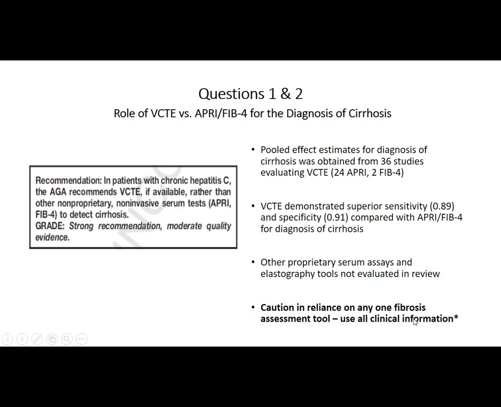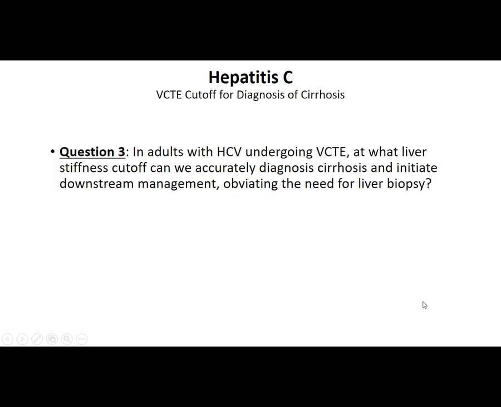If the VCTE reads a high number and the platelets are 250,000 and the patient looks totally healthy, you should also take everything into consideration. So this doesn't wipe away your clinical judgment. You still have to look at the patient and all of the numbers and information available to us when we make these diagnoses.